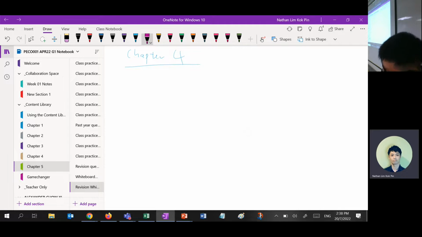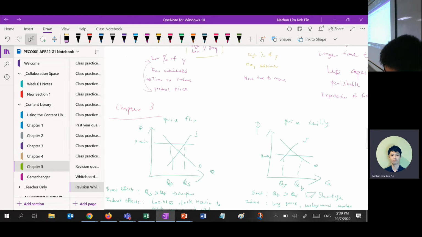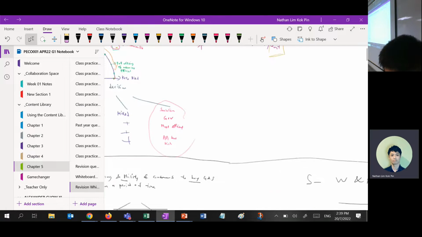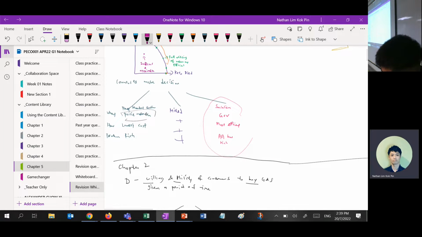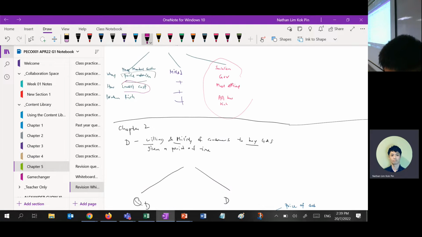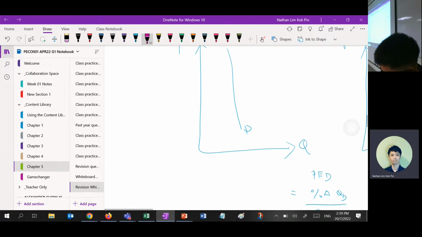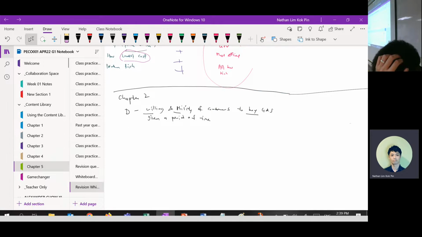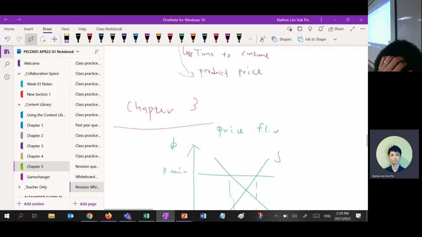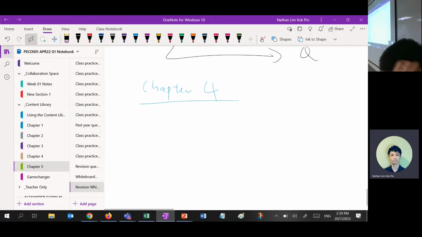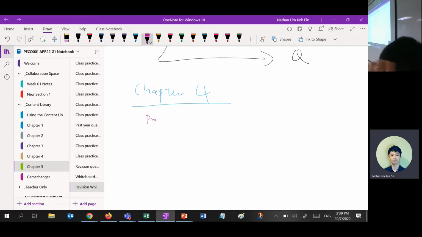Chapter 4 is based on firms already. It's still the private sector, the market, but more towards the firms. We want to see how they allocate resources by achieving lower cost or maximum product. Actually, it's all related. So chapter 4 will be production and cost. We will go with production first.